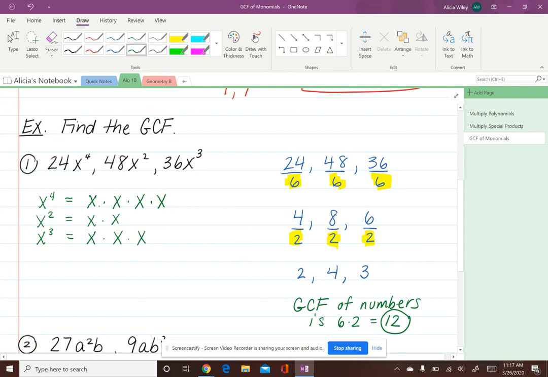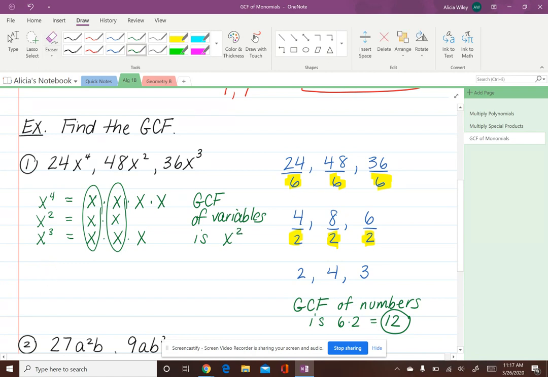And you can see that the most x's they have in common are 2 of them. So x times x is x squared. So the GCF of the variables only is x times x, which is x to the second power.